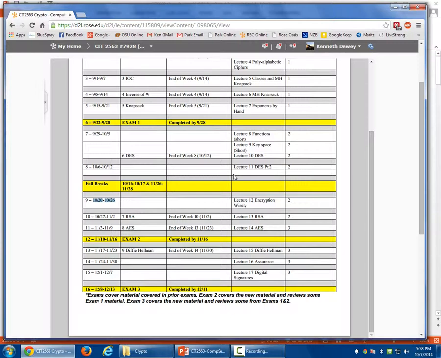Then you'll notice down here we have Diffie-Hellman, assurance, and digital signatures, but there's really only 1 assignment. Okay, so you only got 3 more assignments. This assignment's very long, and you'll notice that I actually give it to you on the 3rd, but it's not due until the 23rd. So you get 3 weeks, basically.